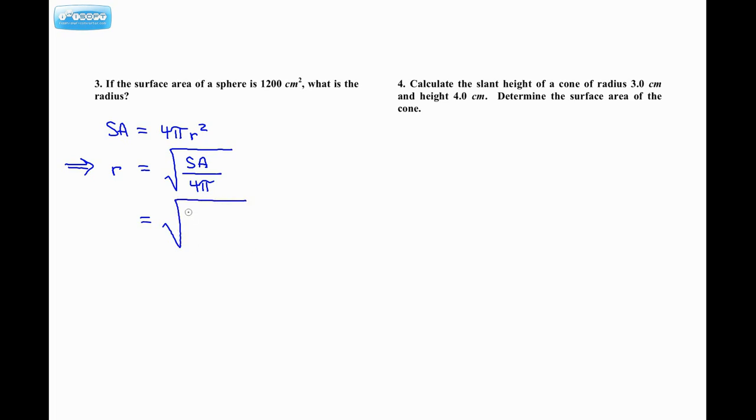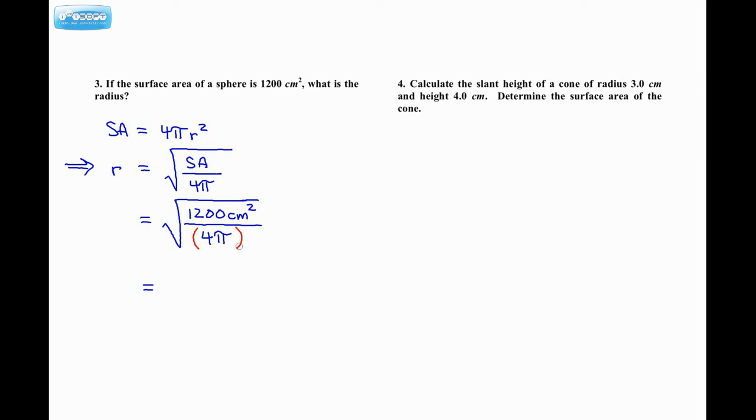Okay, so the surface area is 1,200 centimeters squared, divided by 4 times pi. Now I just need to be careful how I put this in my calculator. So I'm going to type 1,200, and then I want to divide it by 4 times pi. But if you just hit divide and then type 4 times pi, your calculator will divide by 4, but then it'll actually multiply your result by pi, and we don't want that. We want everything on the bottom. We want everything being divided by 4 pi.